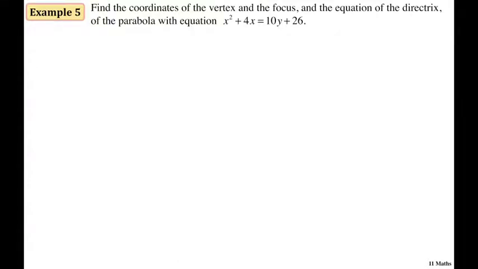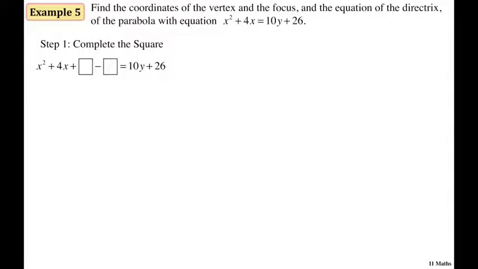Question or example 5 says that we have to find the vertex, find the focus, and find the directrix, and we're given the equation of the parabola. Written in a slightly different form, but that's okay. Now, in order to find the vertex, we need to actually complete the square. Completing the square will allow us to put this equation in bracketed form and read off the vertex and calculate the focal length.